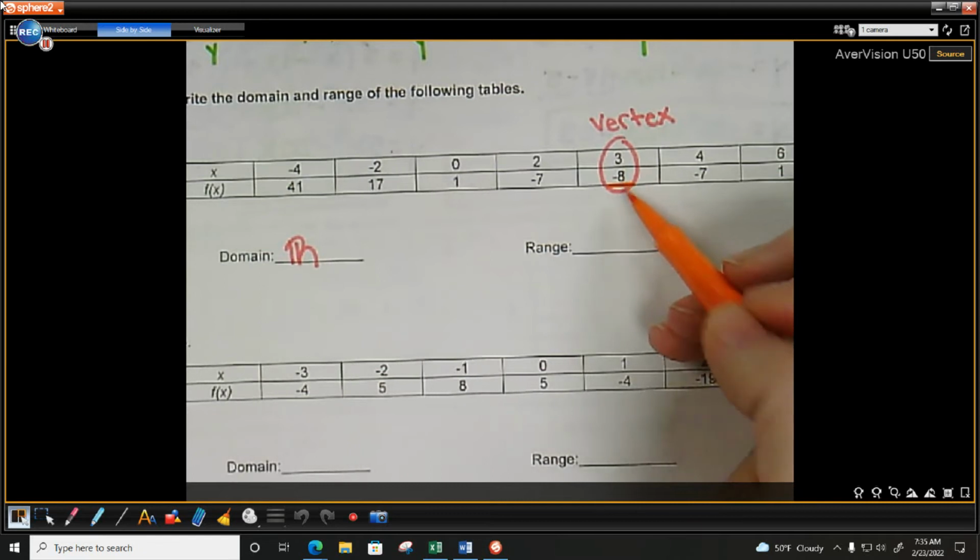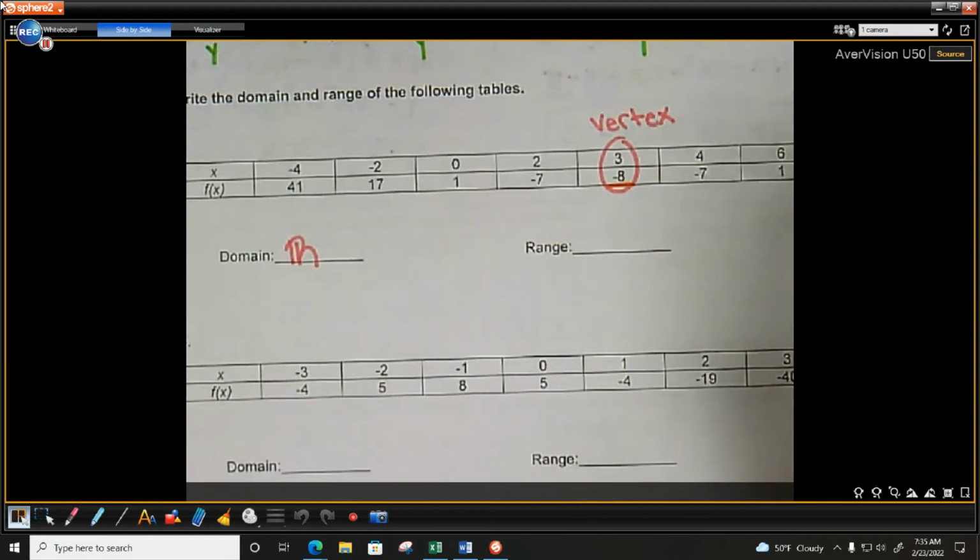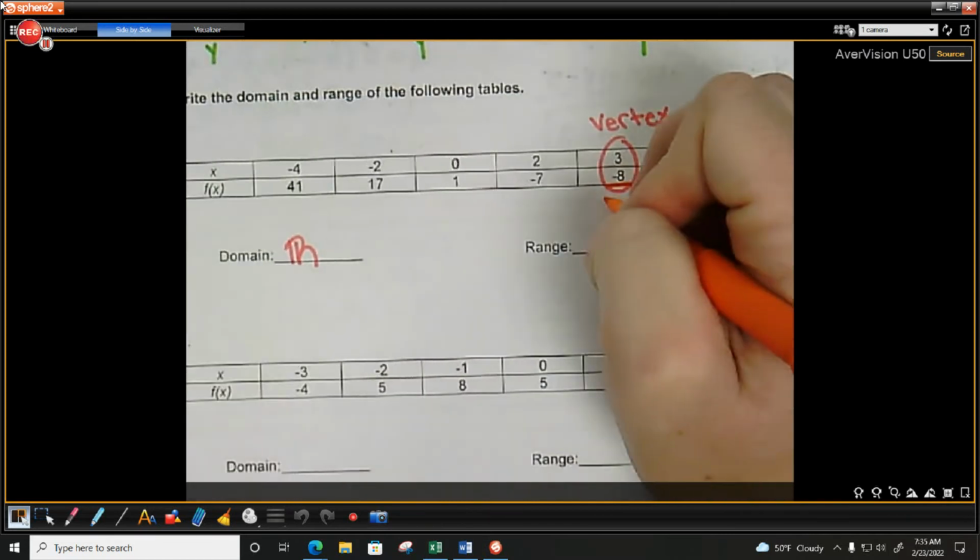Is -8 the biggest or the smallest y value on the table? So -8's the smallest, meaning that your vertex is a minimum. So this is a minimum.